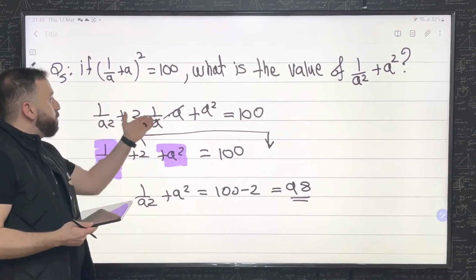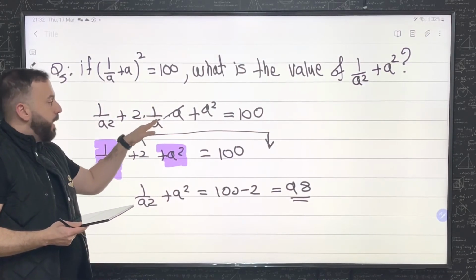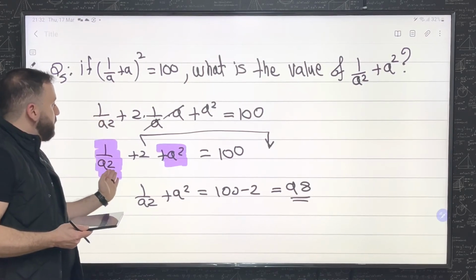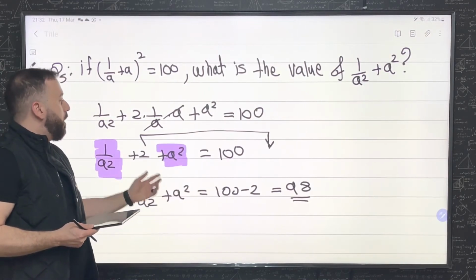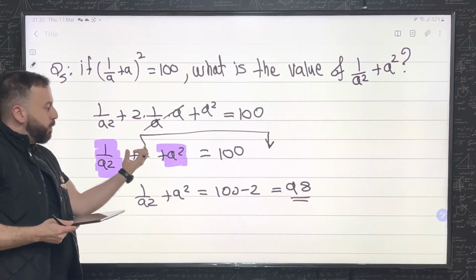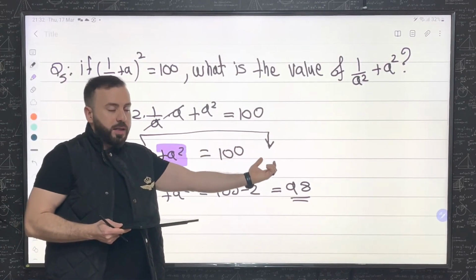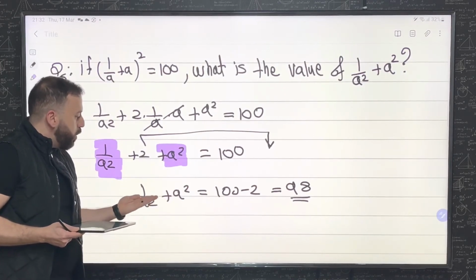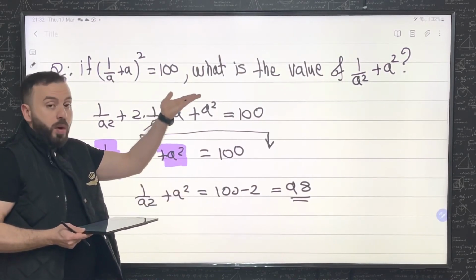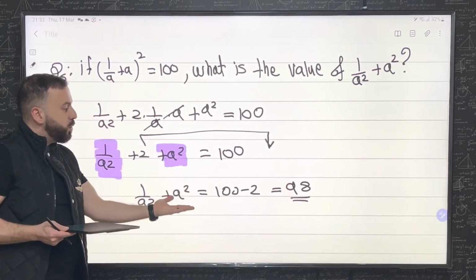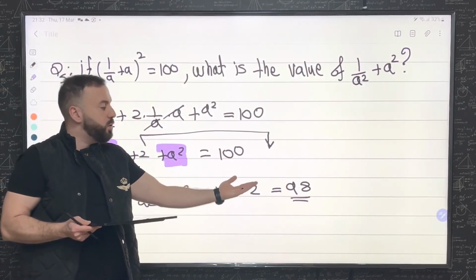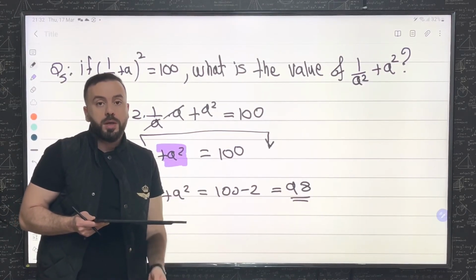So the first thing I expanded, then I cancelled the a. Then 1 over a squared plus 2 plus a squared is equal to 100. After that, I shifted the middle term, which is 2, to the right hand side. And then I have 1 over a squared plus a squared, which the question asked me to give the value of. That's equal to 100 minus 2. At the end it is equal to how much? 98.